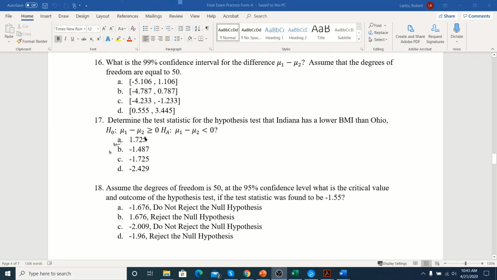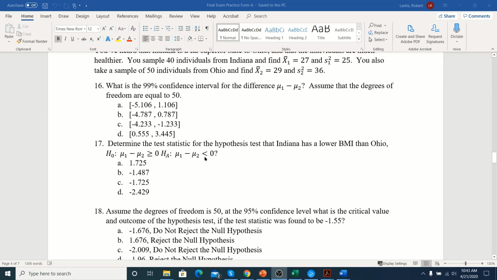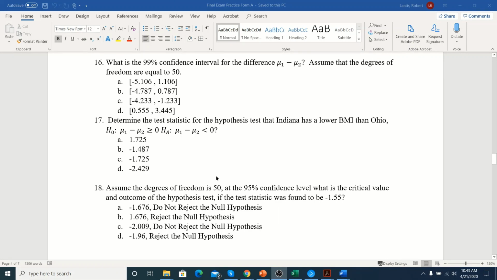So we've got this test statistic. Assuming the degrees of freedom is 50, if we're looking at the 95% confidence interval, what would the critical value be? And what's the outcome of the hypothesis test if the test statistic we found instead was negative 1.55? I'm giving everyone an assumed true statistic, so we're all starting off on the same foot and don't have cascading errors. We look up here, it's a left-tailed test because there's a less than sign in the alternative hypothesis. So right away we should know that the critical values are negative, right? Left-tailed, left side. If we go to the left side of the distribution, the mean is 0, so anything to the left should be negative.